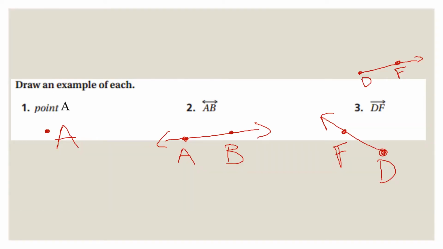So for numbers 1 through 3, I have the answers written down here. Draw an example of each. Point A, so we just do our dot and the capital letter A. Line AB, you could just have your line like the one shown, or you could also do B here and A here. For number 3, that is a ray. So the two options that are listed there are what you can use.